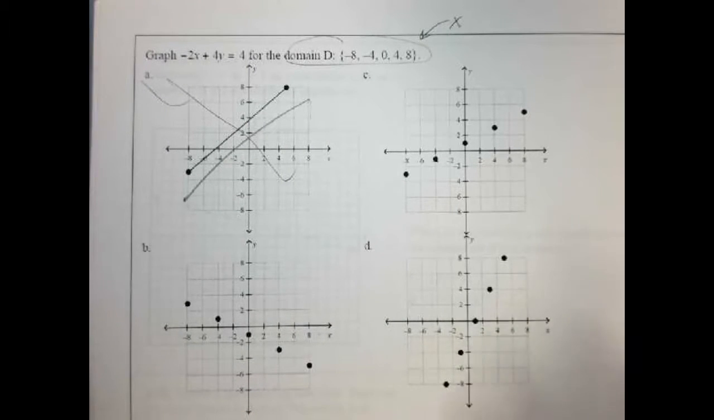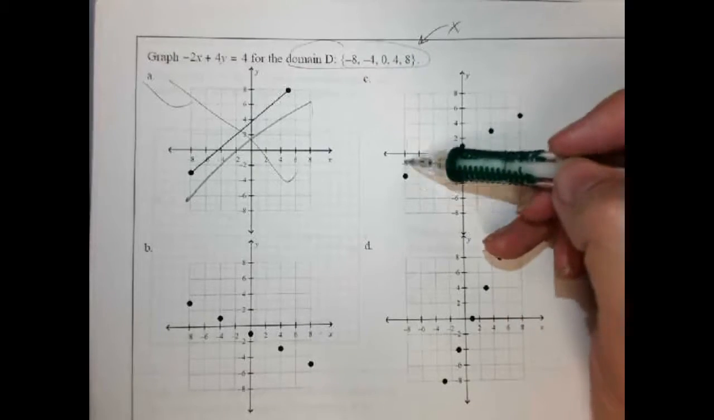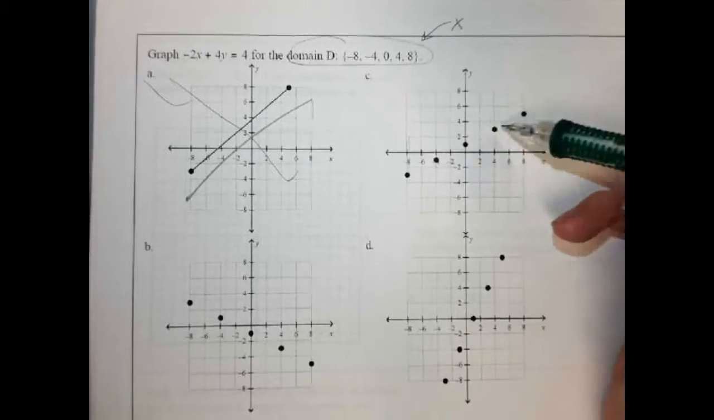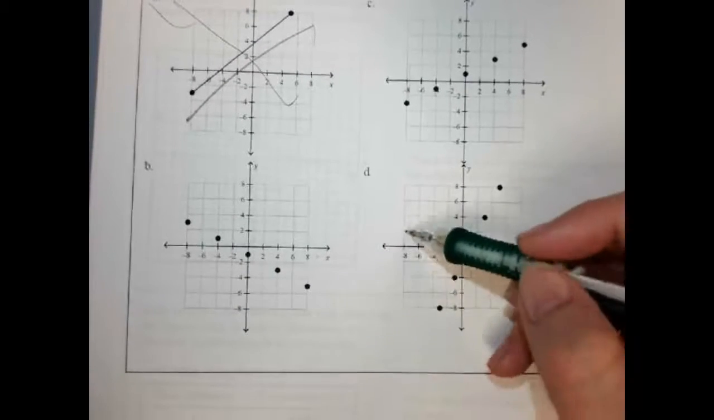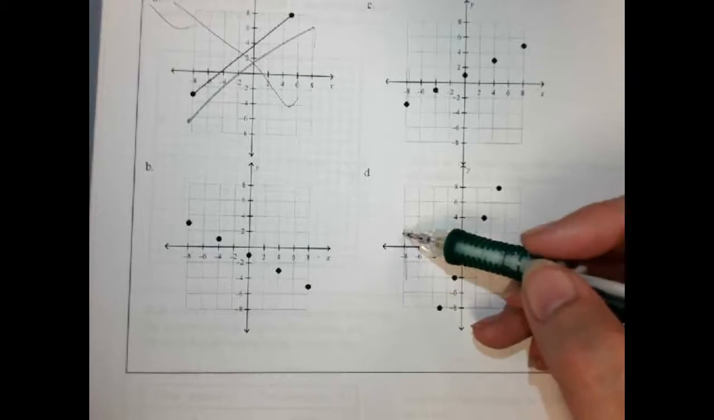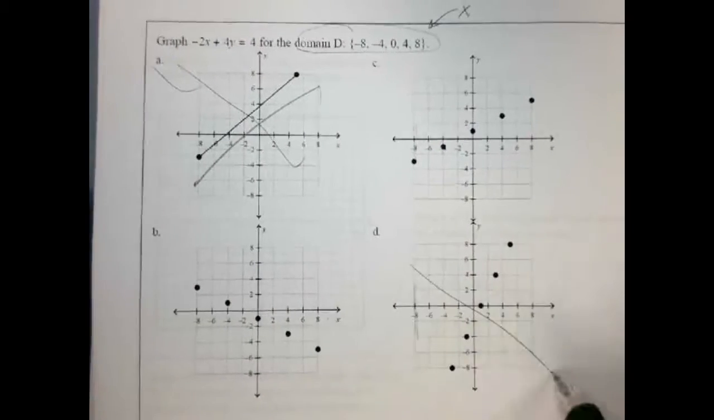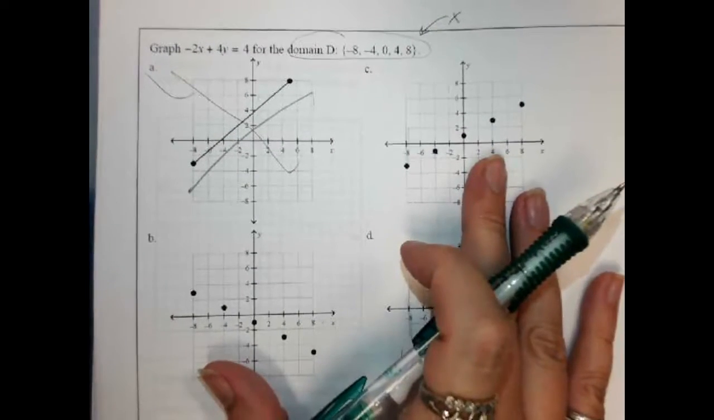Then I want to make sure that I've got just these: -8, -4, 0, 4, 8. These are right there. How about on this one? -8. Oh, look, that's not giving me a point at -8, so this is definitely out. So now we just have these two choices.